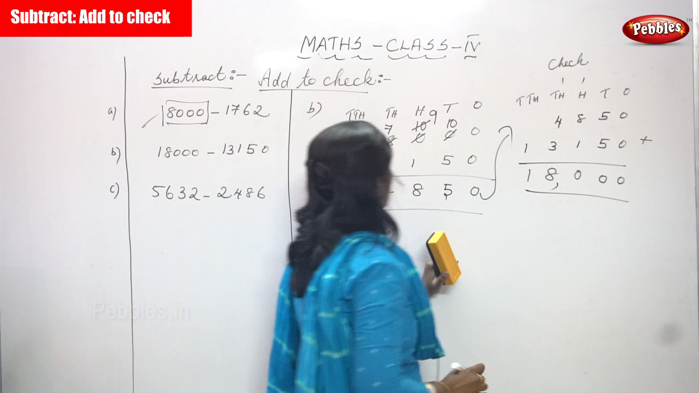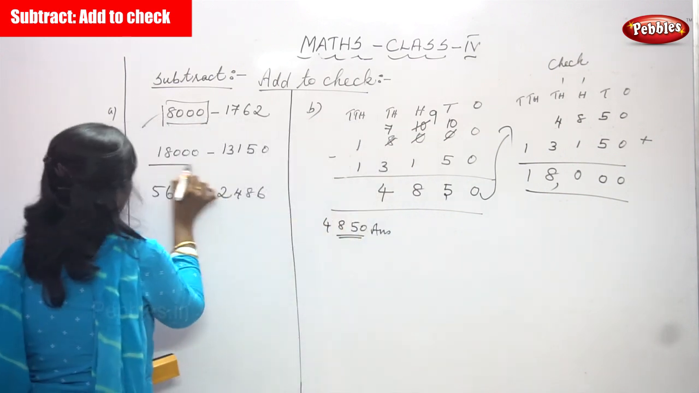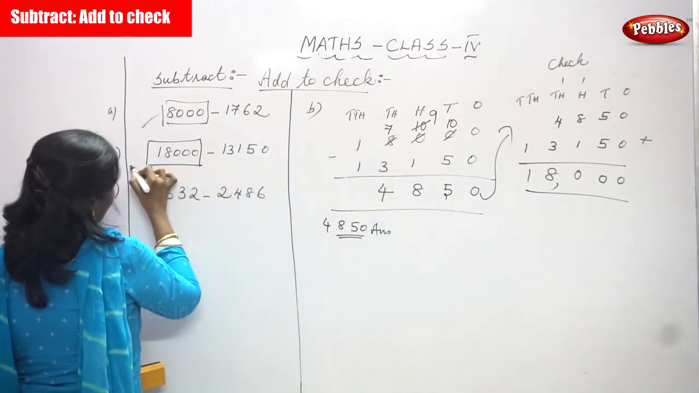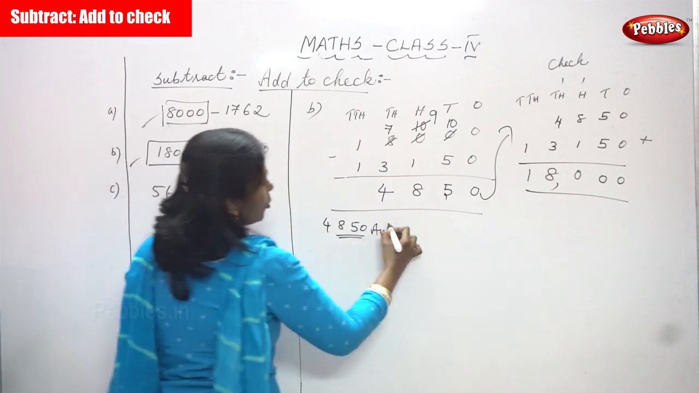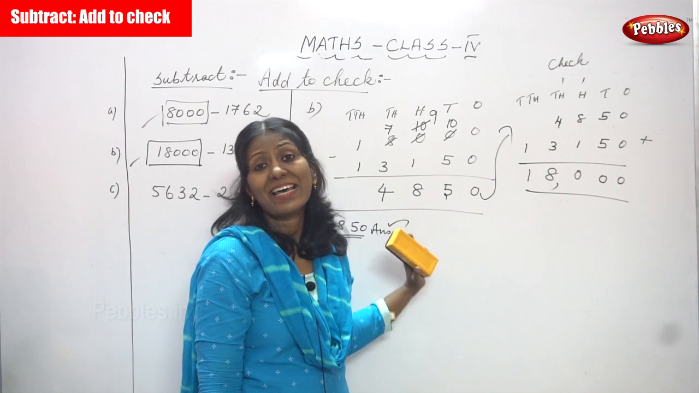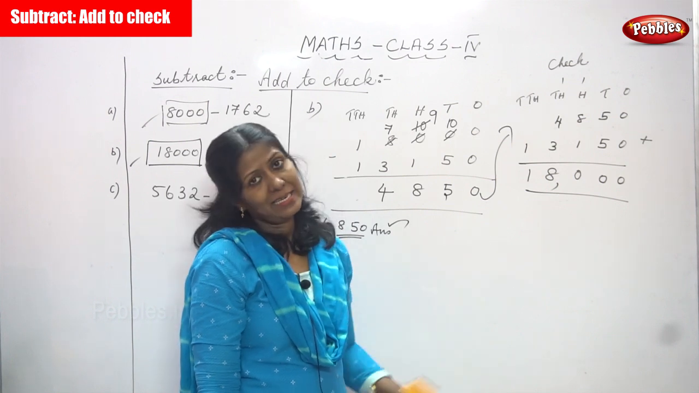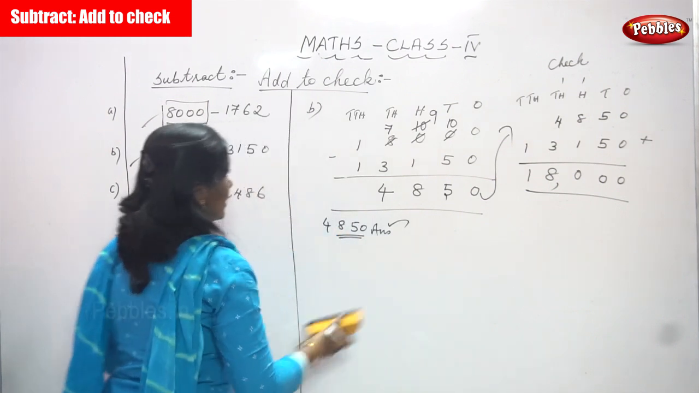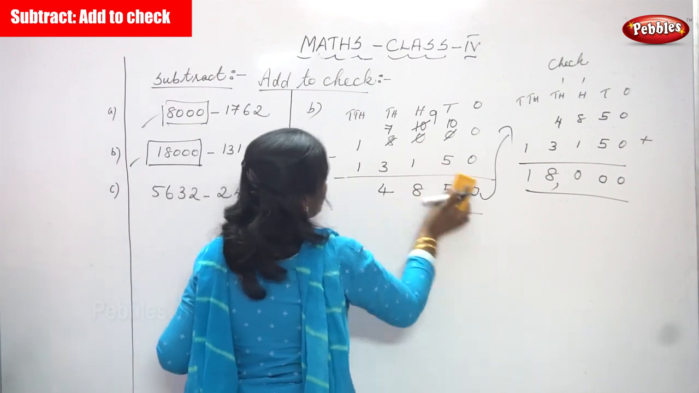Anyhow, what is the answer you got? 18,000. So 18,000 you got. That means the first number you got. So the answer, whatever you find out, this answer, 4,850, is the exact answer. This answer is exactly right. Okay, this is the check method. Now we are going to do the third sum.